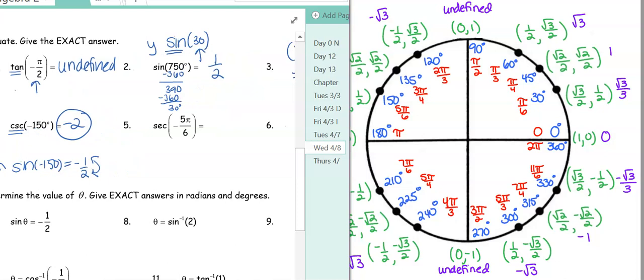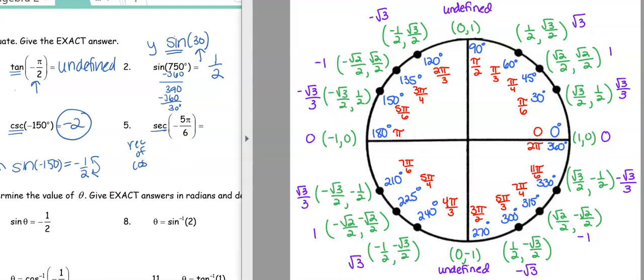Number 5 is the secant. Secant is the reciprocal of cosine. Negative 5 pi over 6. Looking at our unit circle, positive 5 pi over 6 is here at 150. So if I want a negative, I'm just turning the other direction, which is at 7 pi over 6, which is at 210 degrees. Secant is the reciprocal of cosine.